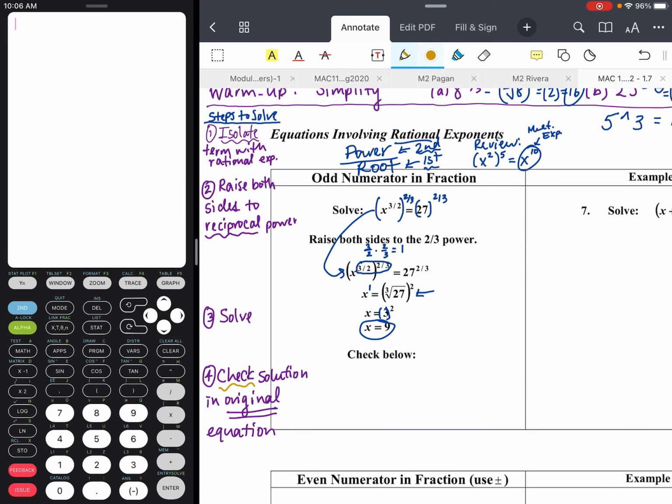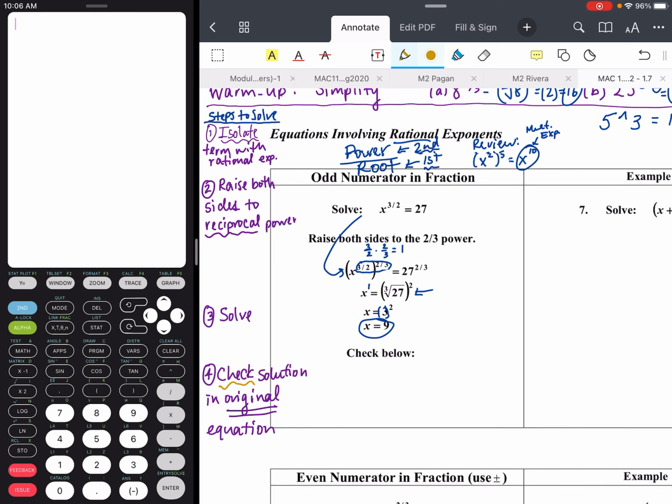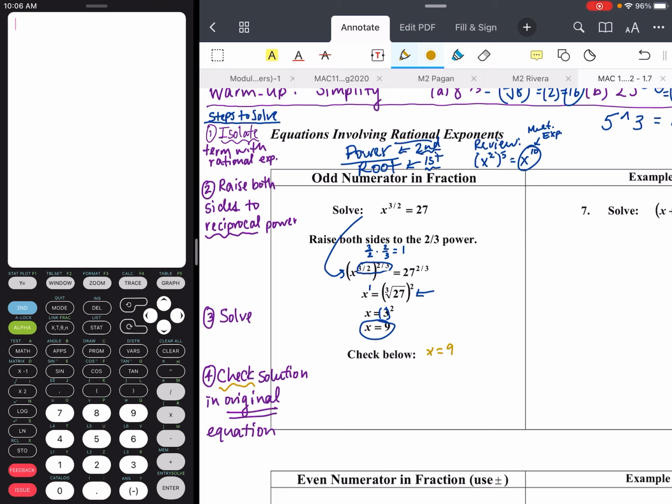And then you'll want to check your answer in the original equation before you touched it. So I got x equals 9. Let's check x equals 9 to make sure that that works in this equation. So this is saying that 9 to the power 3 halves should equal 27.